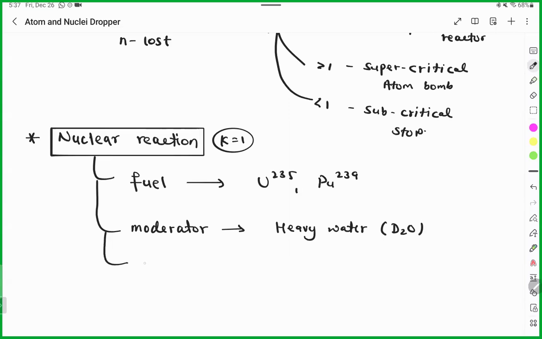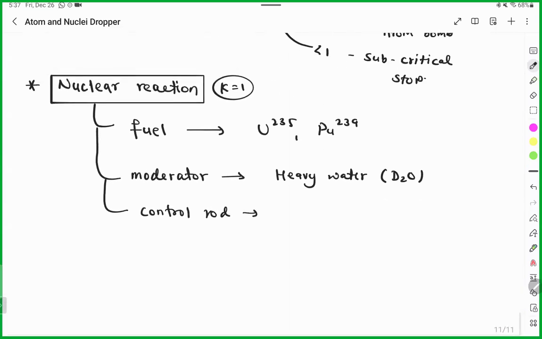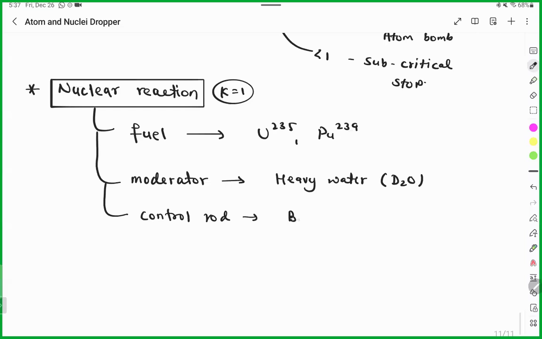Third, you have control rods to manage the chain reaction, whether it is in an uncontrolled or controlled manner. Boron and cadmium form these control rods. And last, coolant. If too much heat is produced, to control this we have coolant. Usually we have water at high pressure in the case of a nuclear reactor.